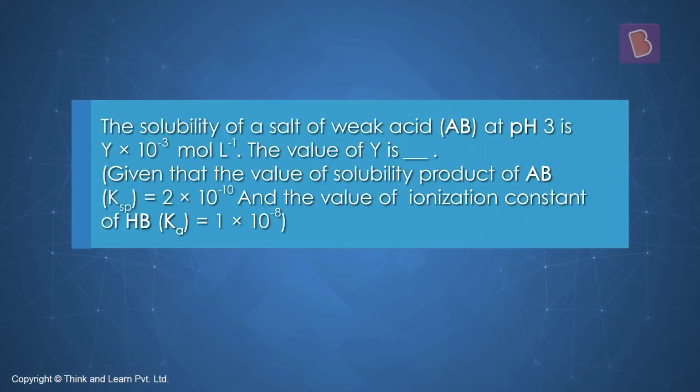Okay, this question expects a numerical answer. And we have a sparingly soluble salt given to us, AB. What happens here is that at pH 3, it has some solubility. We are asked to figure out what that solubility is. Now, this is a weak acid. So something interesting happens, right?